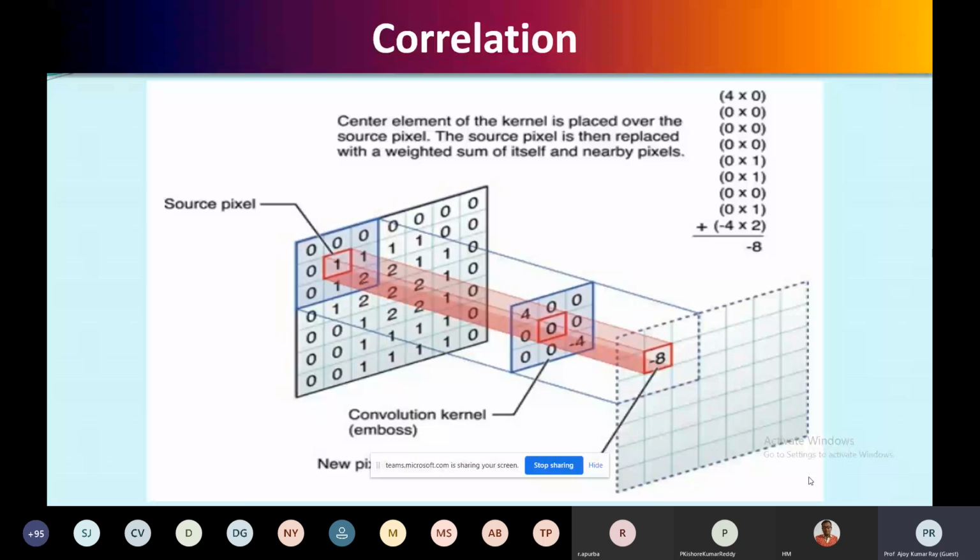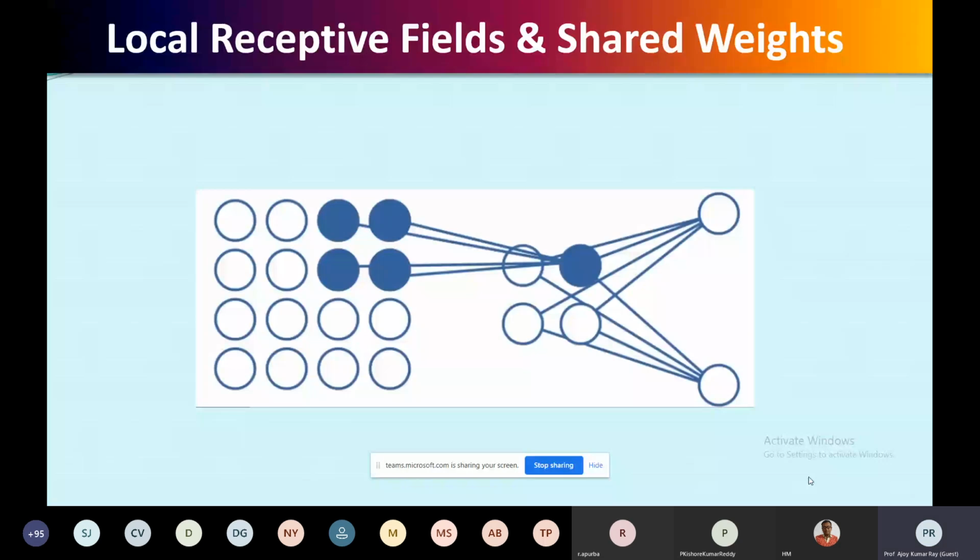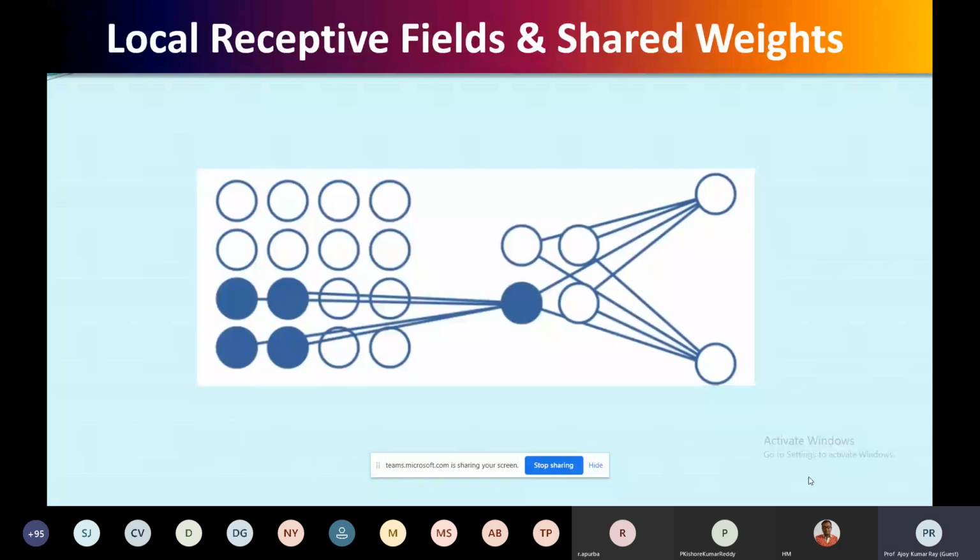As you can see, as I said, only this is localized. The neurons are only localized, and this is known as local receptive fields. So as you can see, these 4 are connected to this neuron. The next 4 are connected to this neuron. The left bottom 4 are connected to the left bottom here. And then this is connected to that neuron.